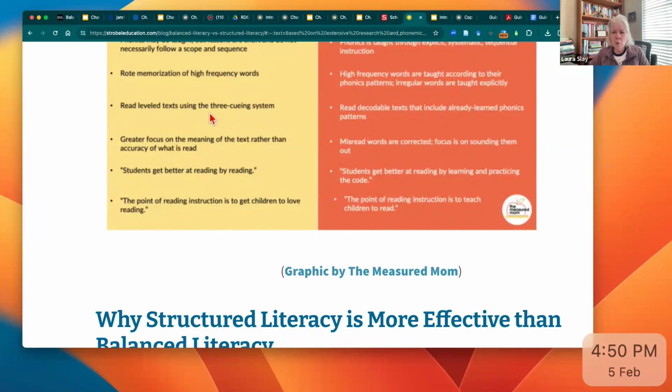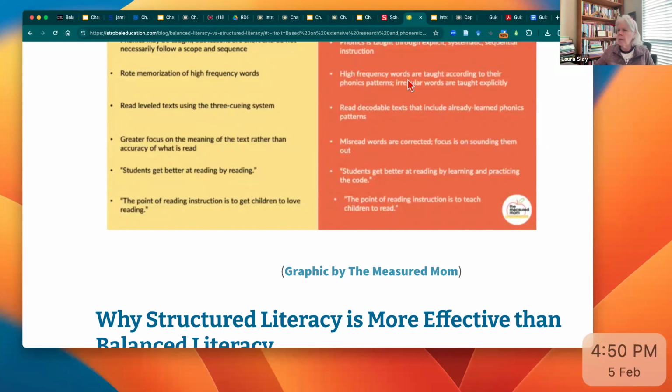Memorizing happened all too often, although I did explicitly teach spelling because I taught spelling patterns. And when you teach spelling patterns, you are not necessarily teaching them how to memorize. So you're giving them a strategy and a structure.